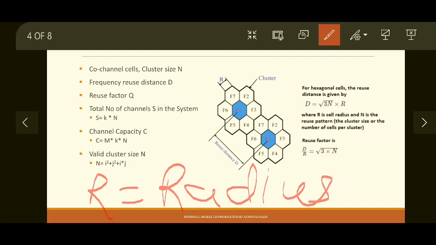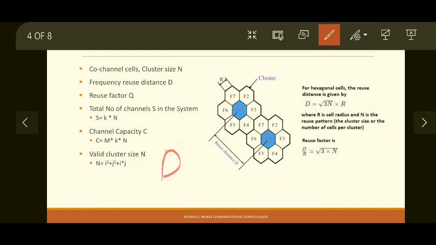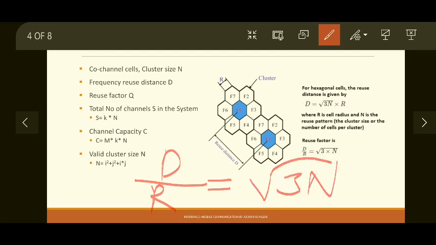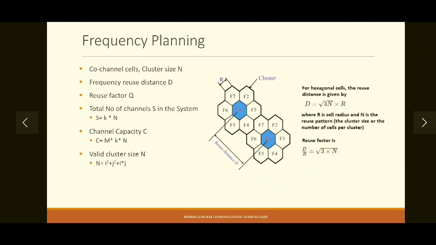Then to calculate the reuse factor, we use a formula called d by r, that is reuse distance d divided by cell radius r, and it is calculated by root 3n. So these are the important technical concepts through which you can define how much smaller region you can cover for allocated frequencies. Okay. Now one question arises: who allocates these frequencies to each individual cell?